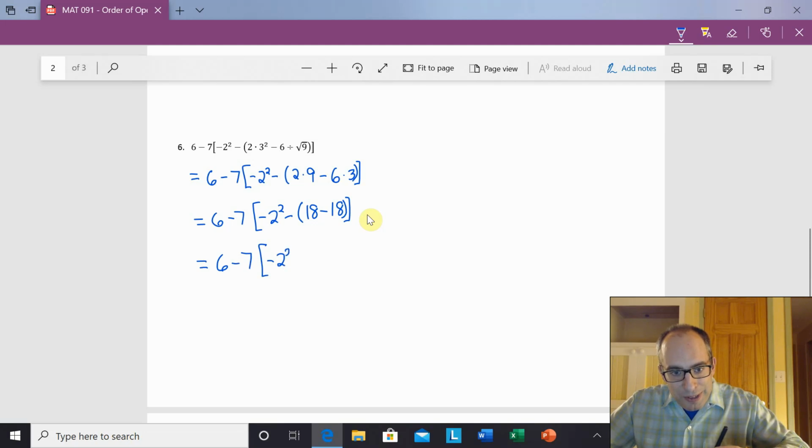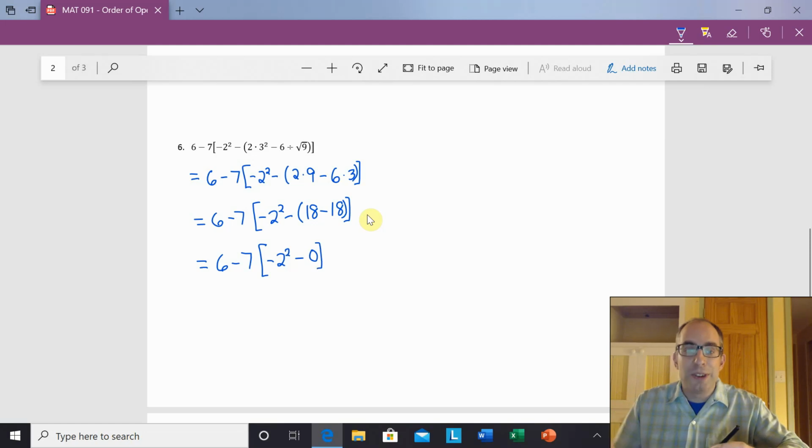So, let's see, negation of 2 squared minus 0. So really, inside the brackets, that's just the negation of 2 squared, right? Since subtracting 0 isn't going to affect the value of the expression at all. So 6 minus 7 times. And I guess this is another step you could probably skip over if you wanted, but I'm going to leave it in for now. Just to say, okay, that 0 doesn't do anything.